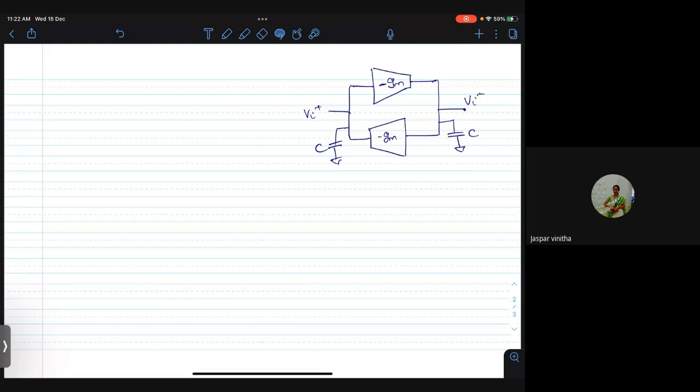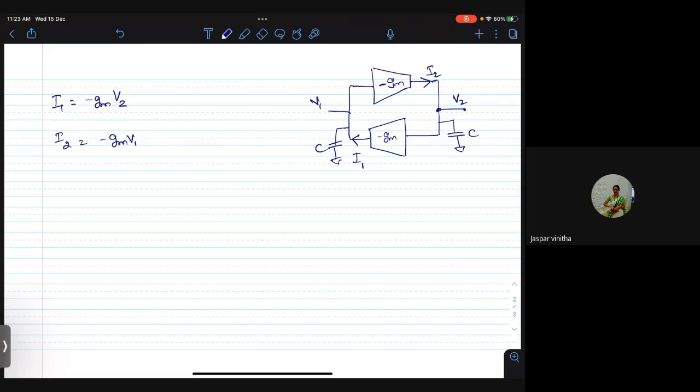What is the current through this branch? For ease, I'll call this V1 and this I1, this V2, and this current I2. So what will be I1? I1 will be nothing but minus Gm times V2. Whatever voltage is here, V2, will get converted to a current, minus Gm times V2, and that current will appear as I1. Similarly, I2 will be minus Gm times V1.